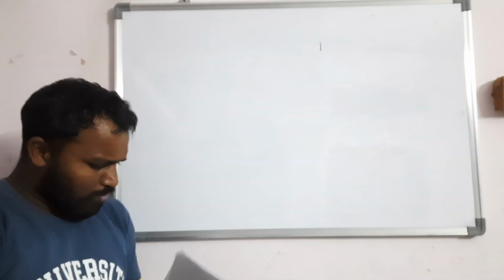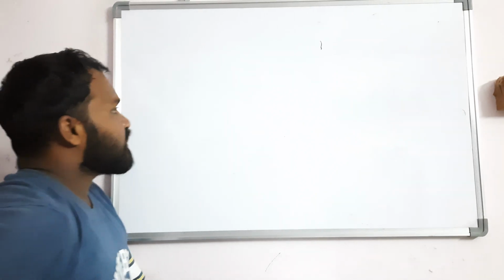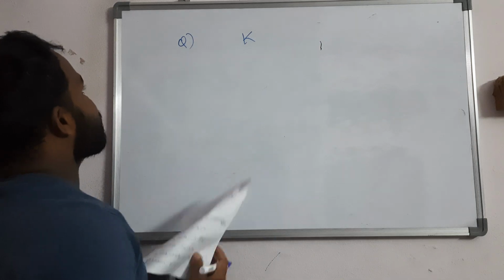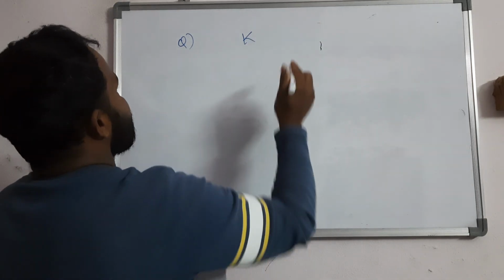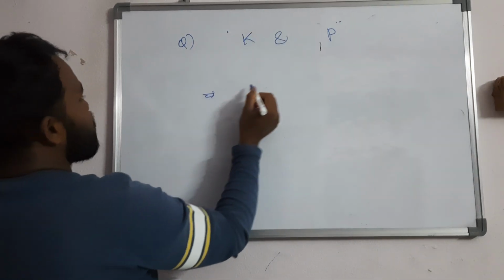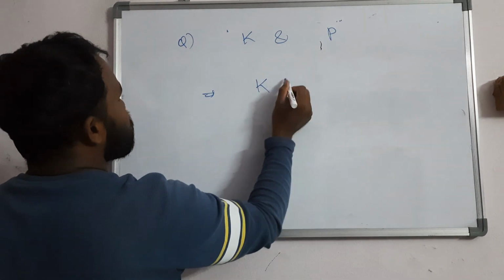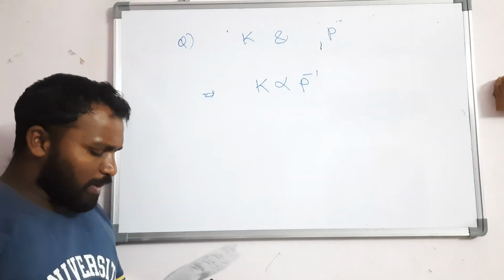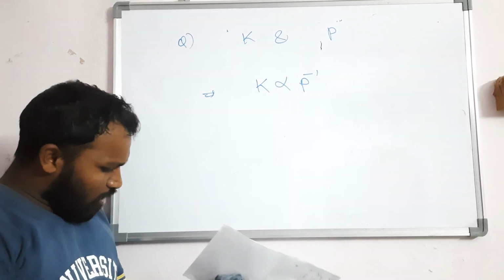Next, from surface chemistry they asked the relation between K and pressure P. Generally we know that theta is equal to Kp by 1 plus Kp. If you do this, K is directly proportional to P power -1 you will get. So this is the answer I got in the examination.